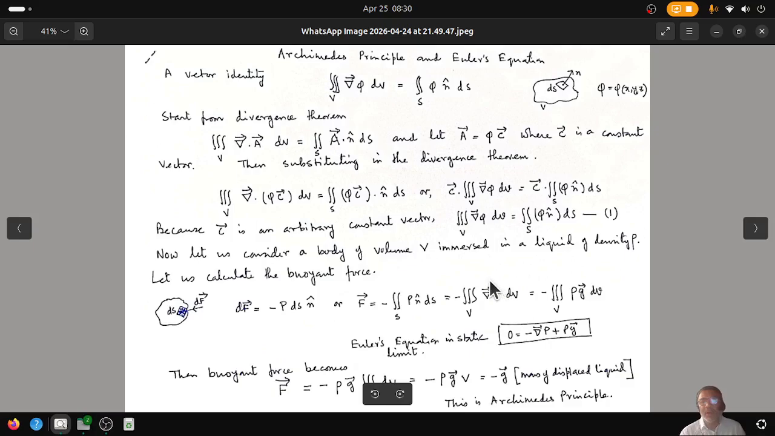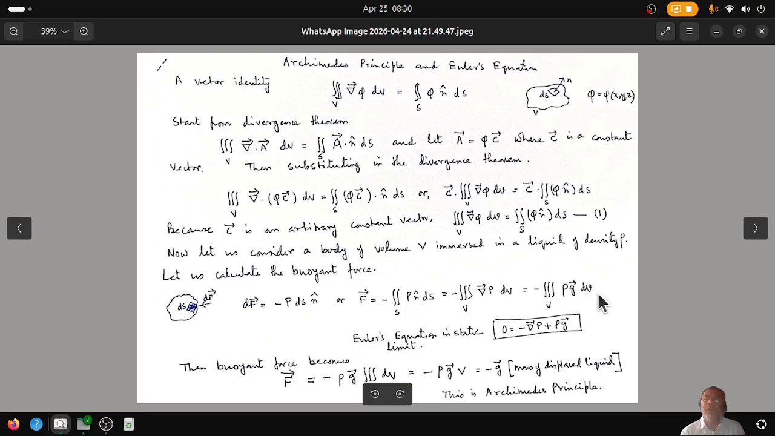Now we can use Euler's equation here for grad P, because in the static limit grad P is equal to rho g. That is, the pressure force and the gravitational force balance each other. So grad P equals rho g, giving minus the volume integral of rho g dV. Rho is the uniform density of the liquid, so rho goes outside, and g, the acceleration due to gravity, is constant and also goes outside the integral. So we have just the volume integral of dV, which is the volume.